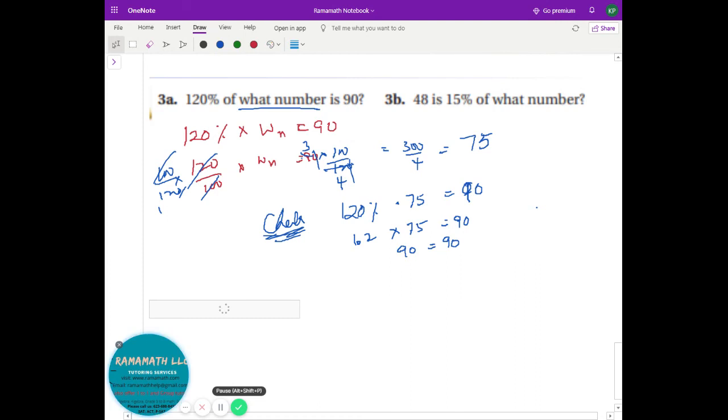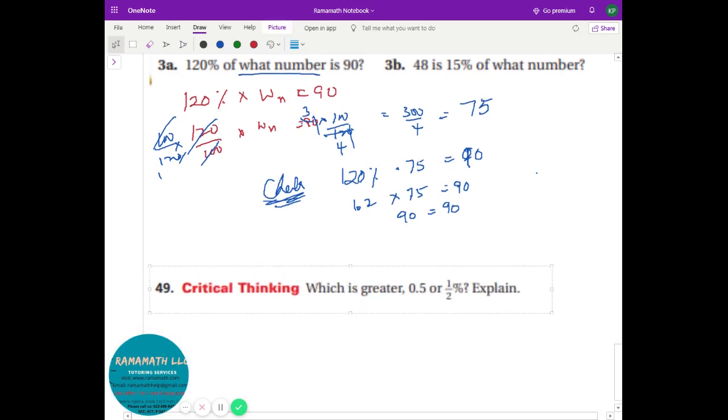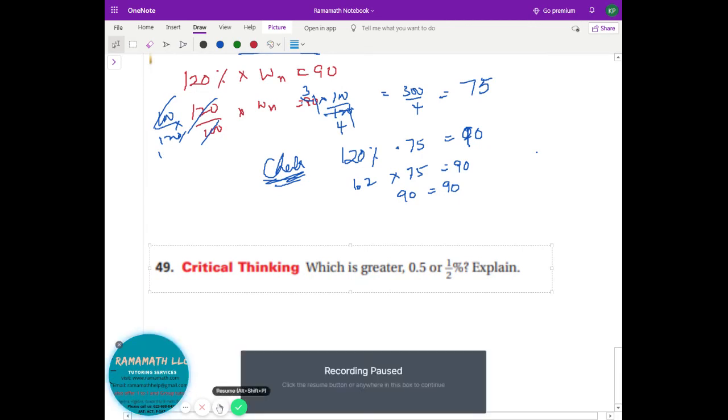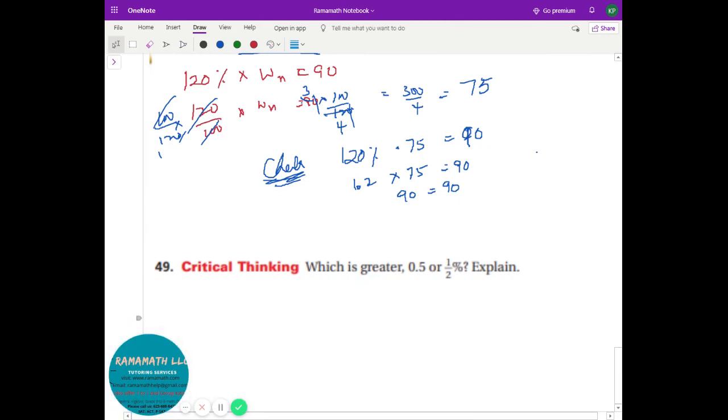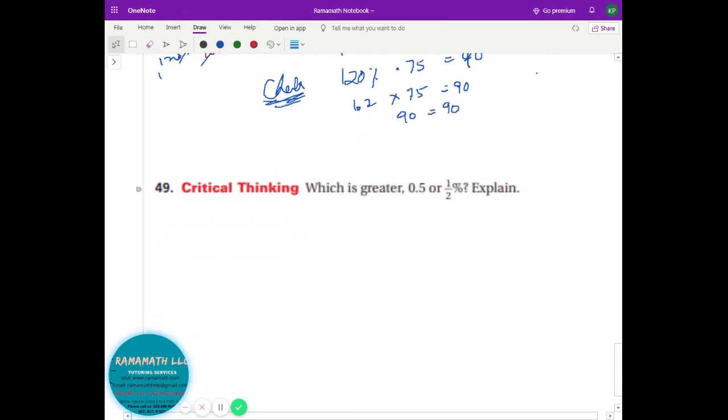Okay, so the next one is, which one is greater, 0.5 or 0.5%? So tell me what you guys think. It's a good question. I know all of you guys think they're equal because 0.5 means 1/2, but this is a really tricky question. So watch this carefully. So 0.5, we got that. That's good. Leave it there. But 0.5%, so what's 0.5%?